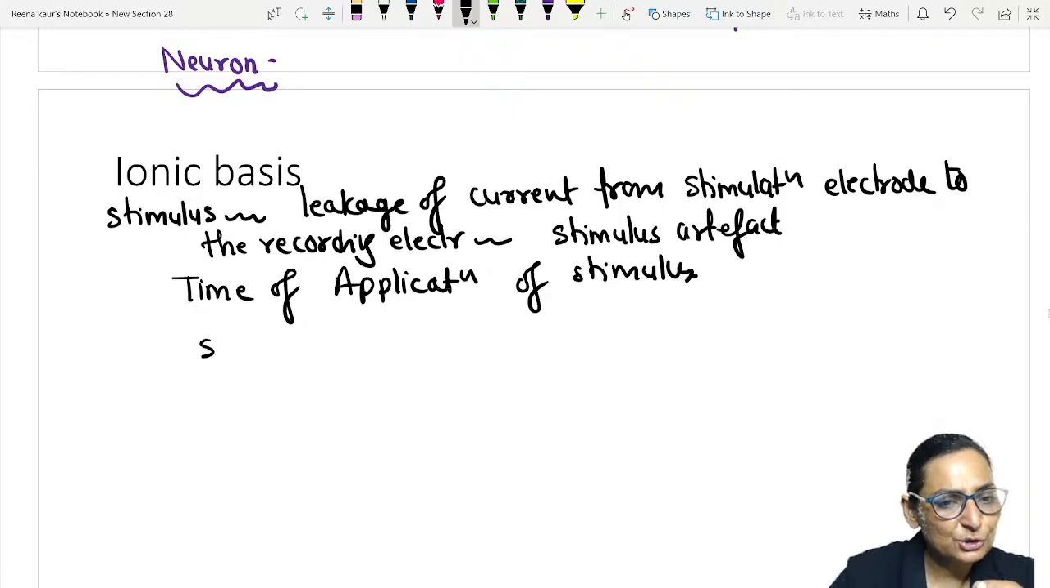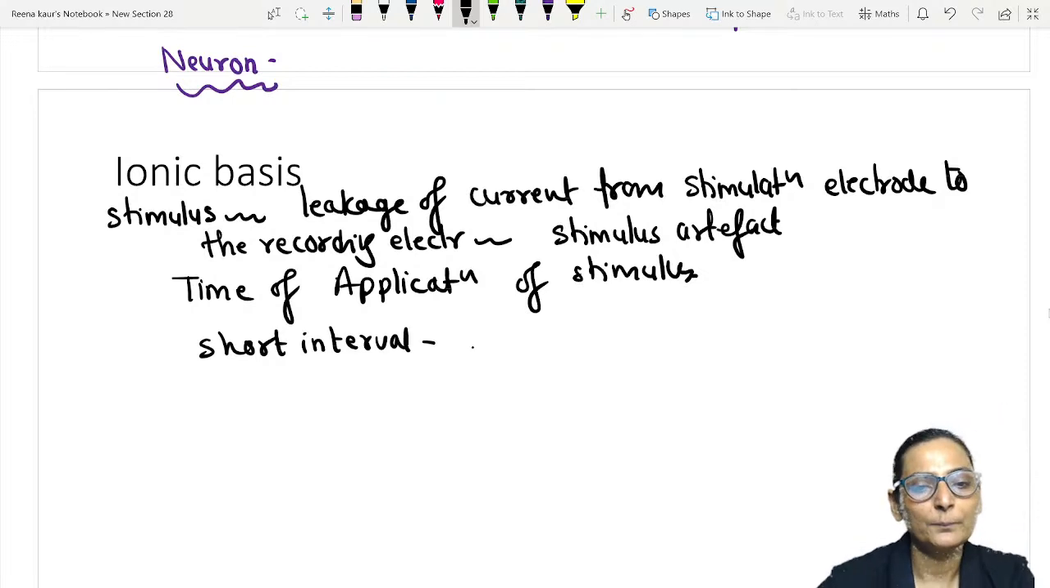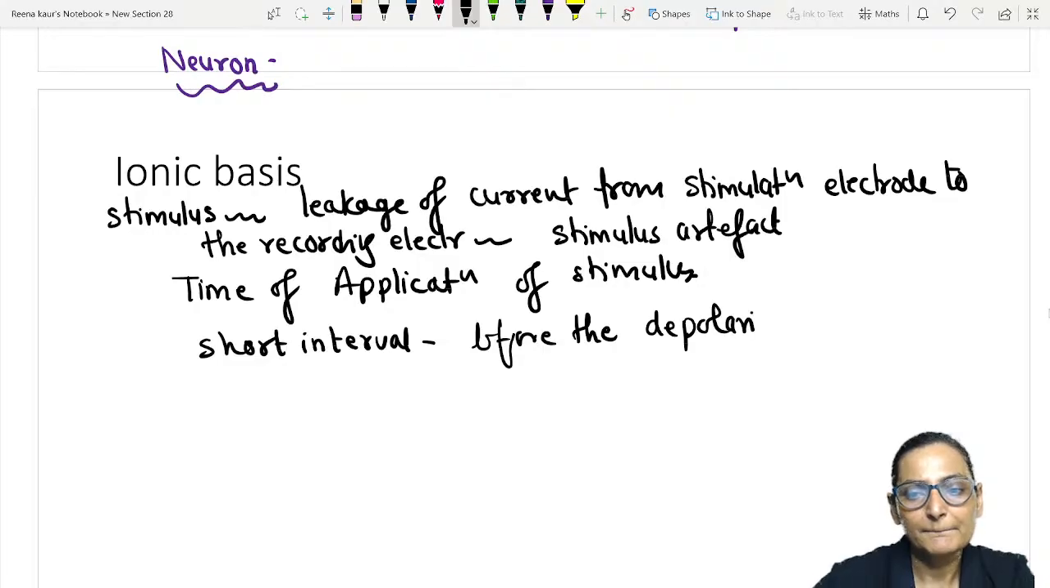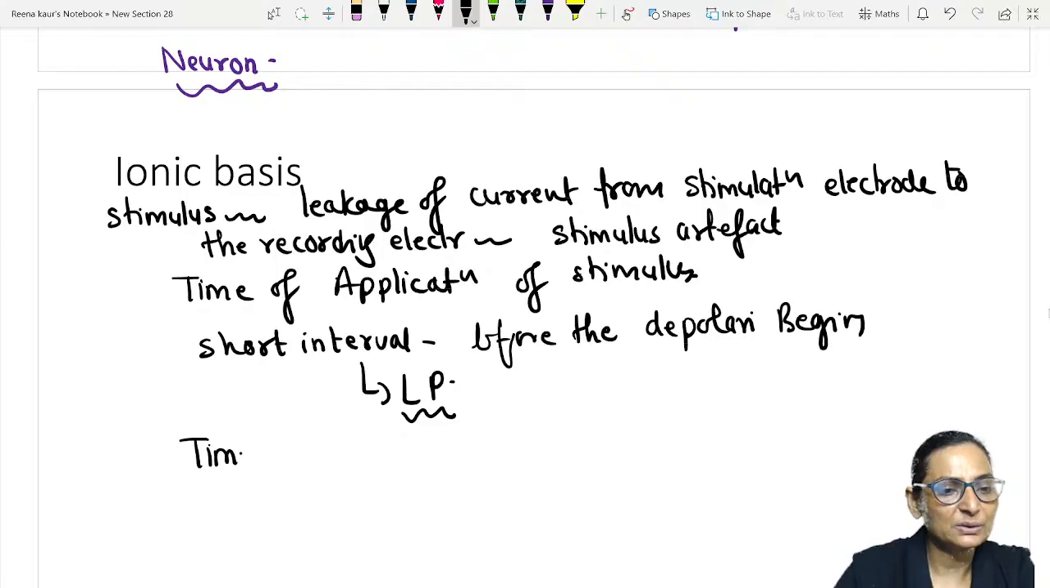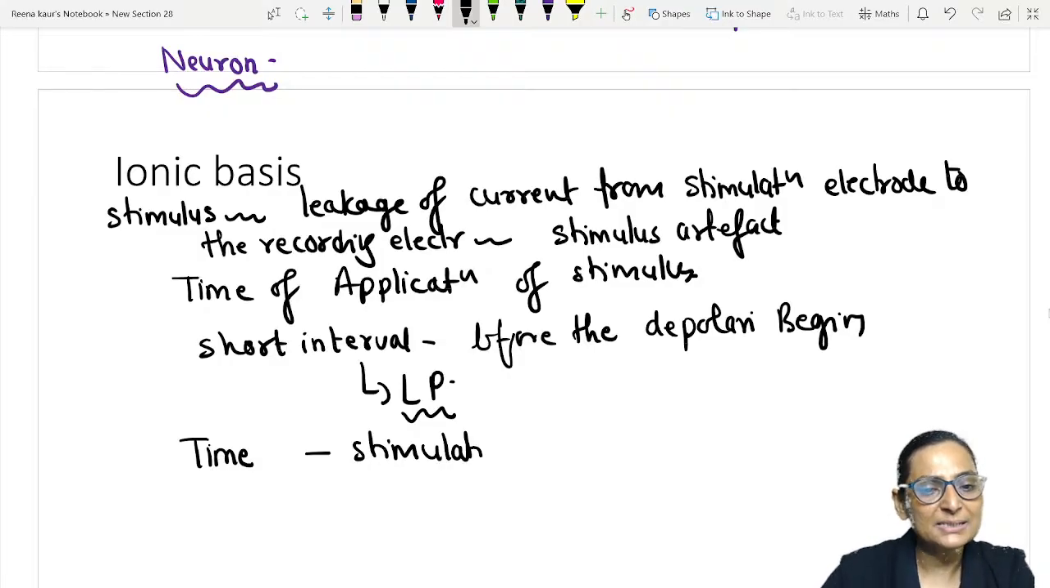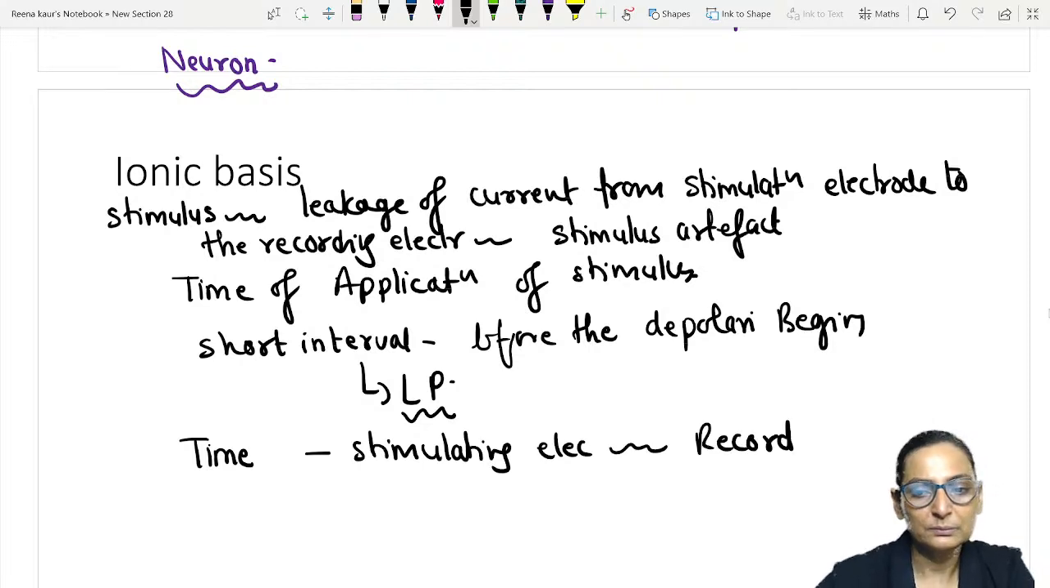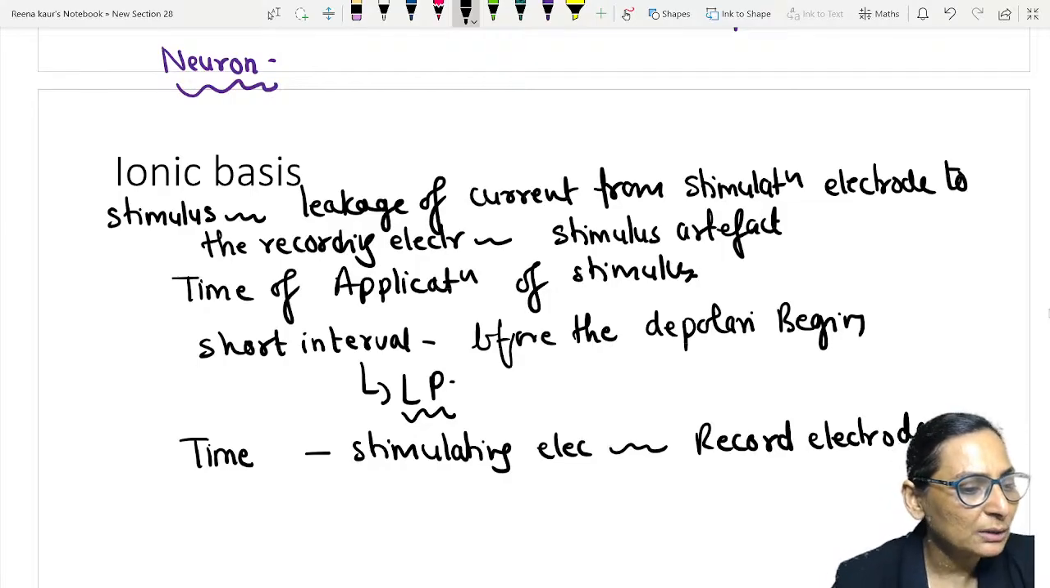इसके बाद में there is a short interval before the depolarization begins. And that short interval before the depolarization begins is called as your latent period. So it is actually the time that is required, यहाँ पर क्या होता है? The time that is required for the electrical impulse to pass from the stimulating electrode to the recording electrode.